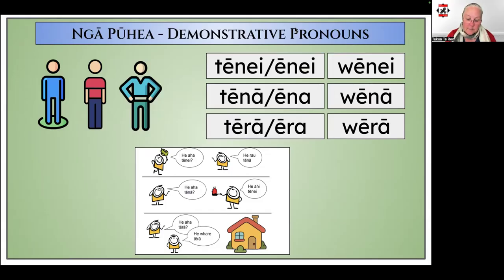I hope you found some things in this video that you can take away and start using straight away. A great way to practice these would be to find a learning buddy, use a range of objects to ask and answer the questions, he aha tēnei, he aha tēnā, he aha tērā, those types of pātai.